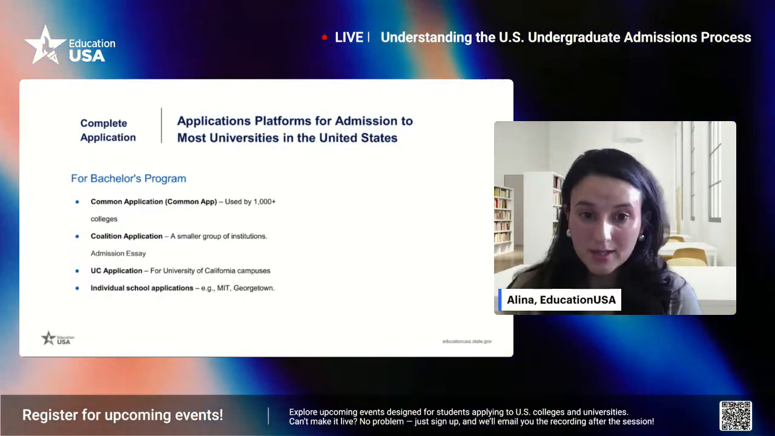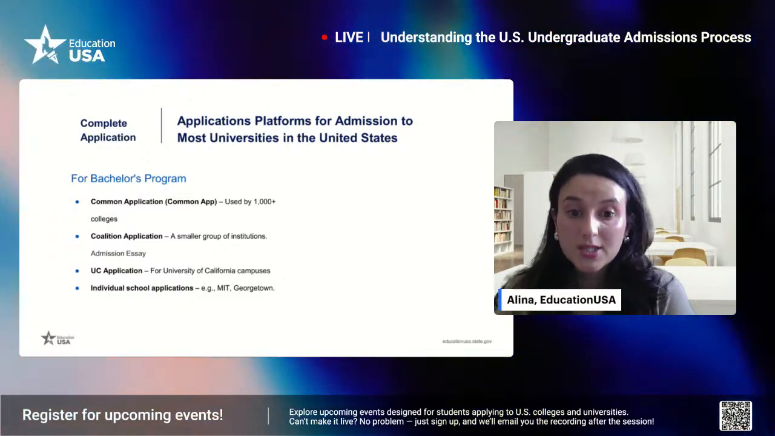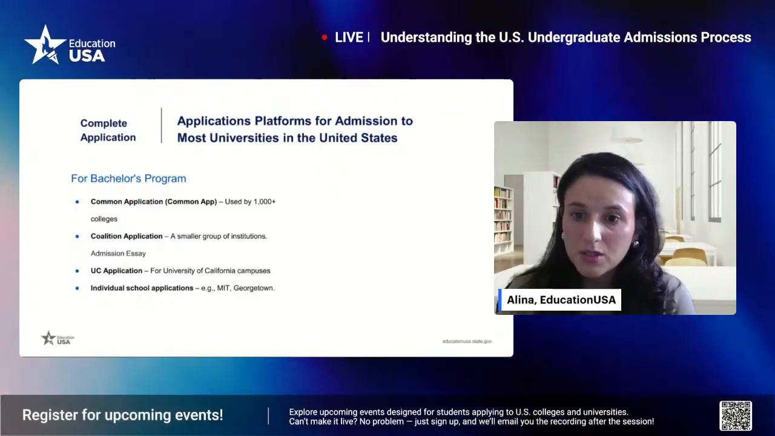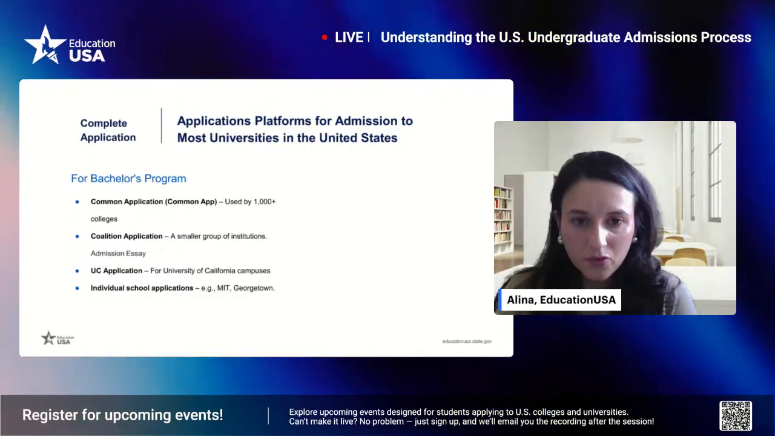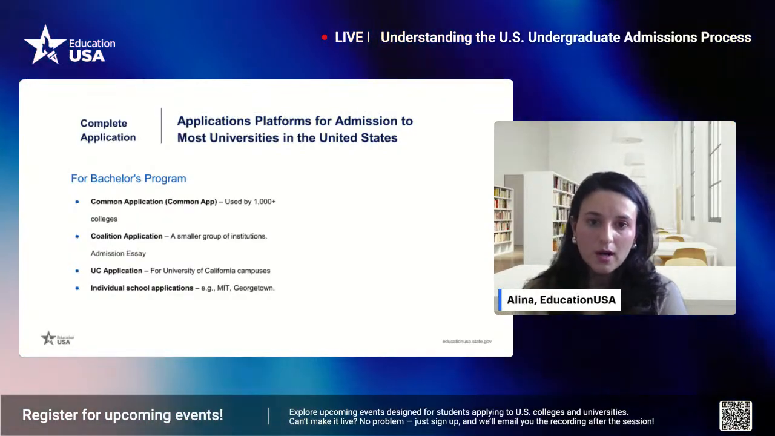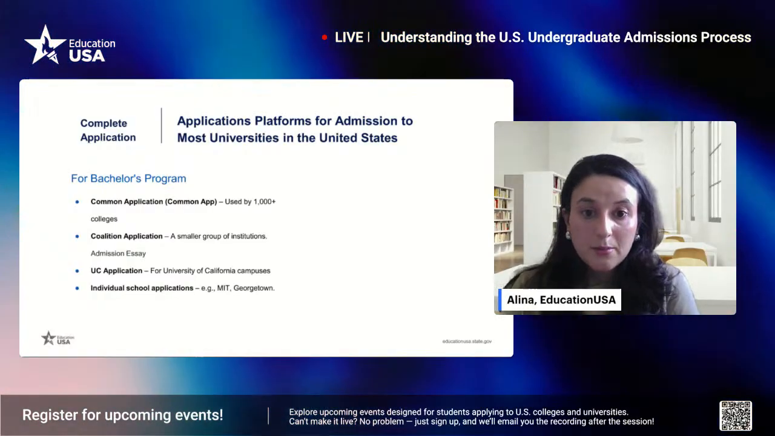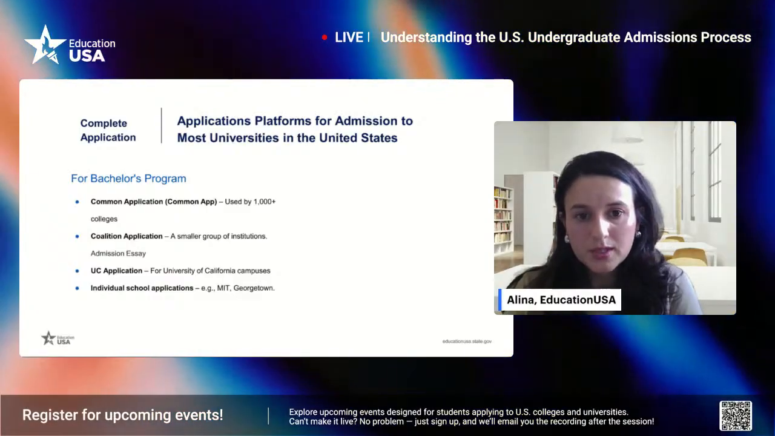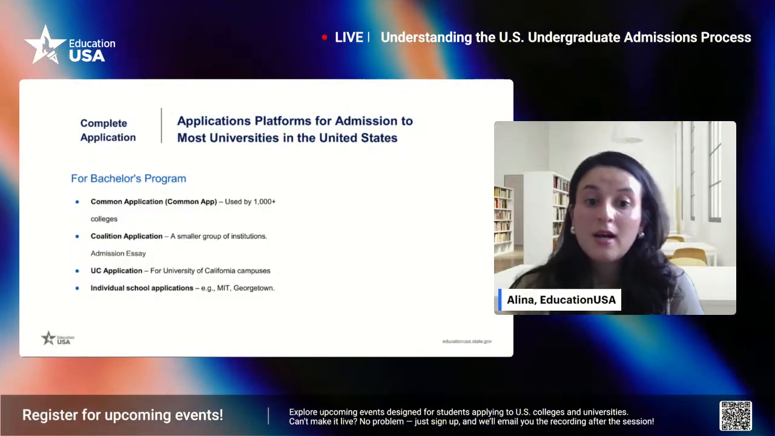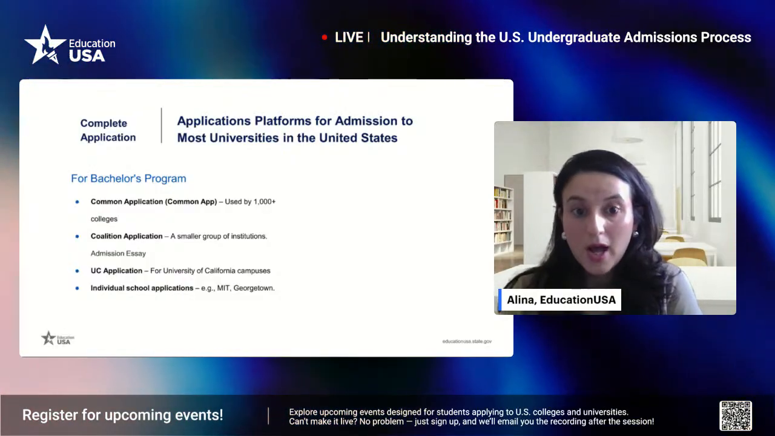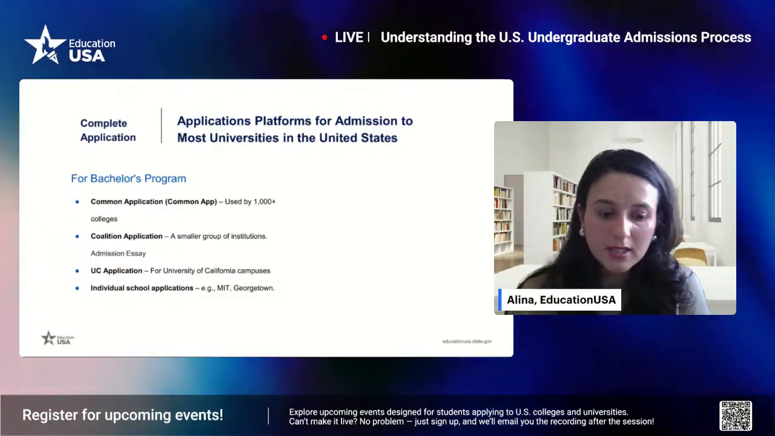Common App is one of the most popular. It's used by more than 1,000 colleges and universities in the US. There is also the Coalition App, which is a smaller group of institutions. The UC application is specifically for University of California campuses. And there are also platforms that are used by individual schools. For example, some private schools use their own applications, and that can also be found on their website. Their admission commission can give you more information on how to find that platform and how to apply for it. They have a bunch of instructions that you will use too.